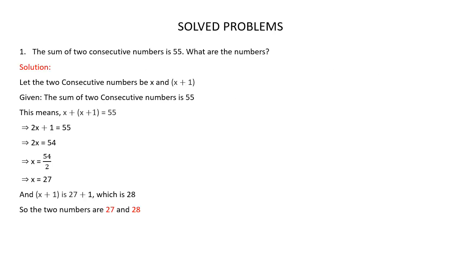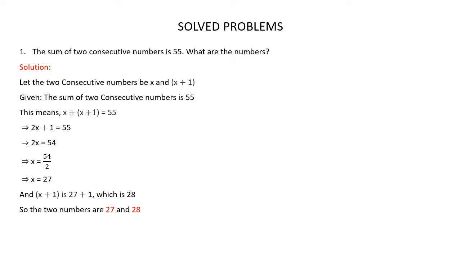Hope you have understood the concept and properties of consecutive numbers. If you have understood that properly, then solving these problems will be very easy. So let's move on to question number 1. The sum of two consecutive numbers is 55. What are the numbers?